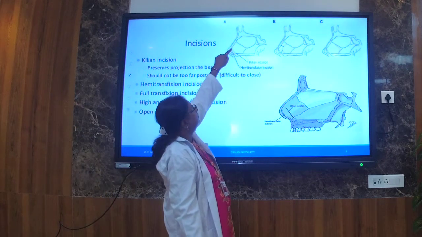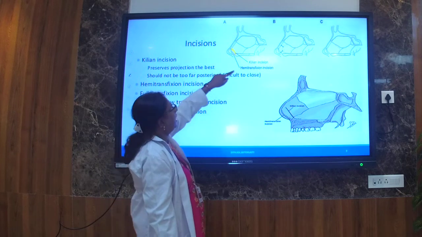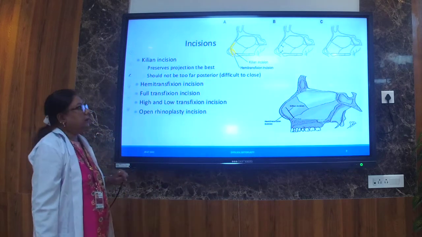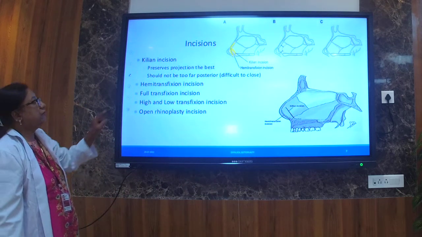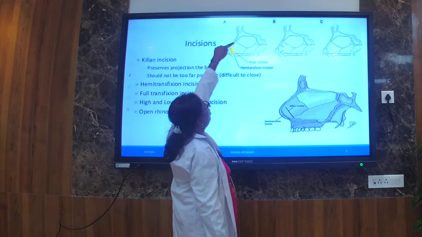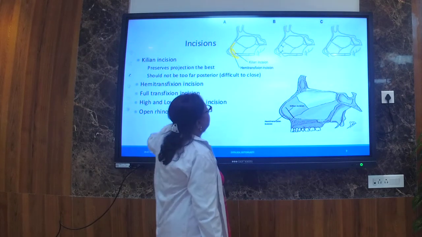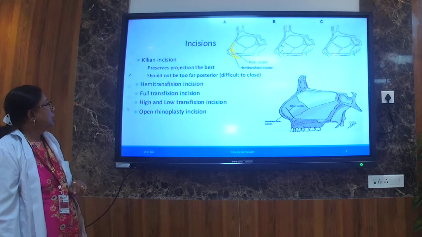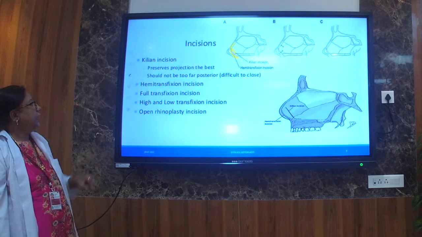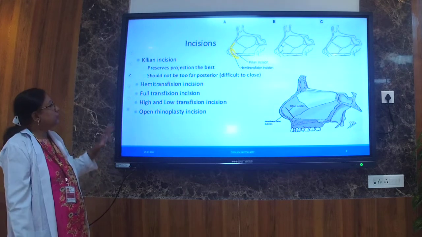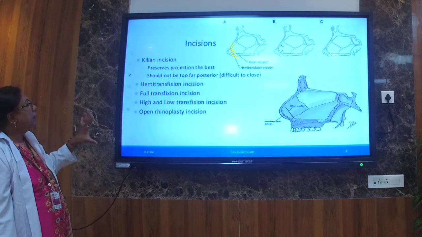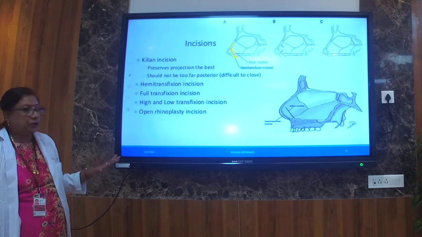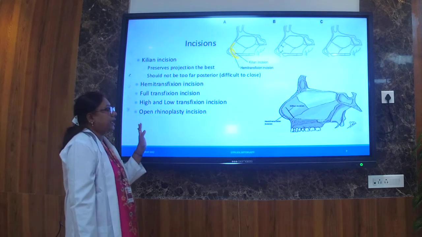So if you see here, this is the Killian's incision, okay, and this is the part where we take the hemitransfixation incision. If you join all of these till down, then it will be a high and low transfixation incision. So that is how a transfixation incision can be taken. These are the types of incision that we do in septoplasty procedures, or rhinoplasty procedures, or open rhinoplasty procedures.